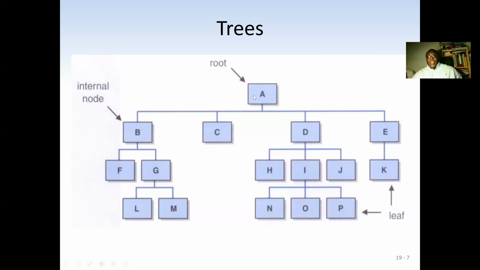So from the root A to the longest leaf, which can be P, O, N, L, or M, we get the height of the tree. So the height of the tree, since the levels start from 0, will be 0 plus the longest level from the root to the leaf. Why do I say the longest level? For example, from A to F, F is a leaf, but F is in level 2. But L is a leaf in level 3. So the height of a tree will be from the root to the longest level.